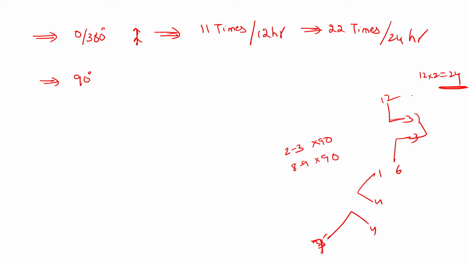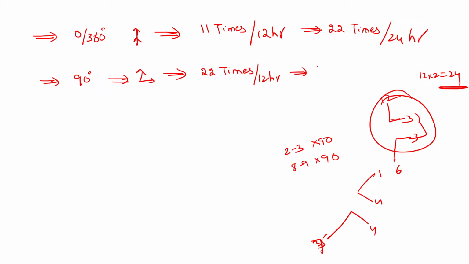Because of that, even though you are getting 2 times for every 1 hour, for a time of 12 hours, okay, how many 90s are going to be there? Only 22 times you are going to get 90 for every 12 hours. But if it is a day, you are going to get 44 times in 24 hours, that is one day.